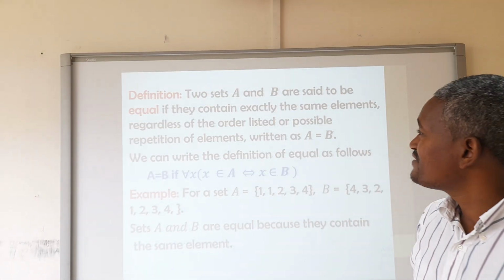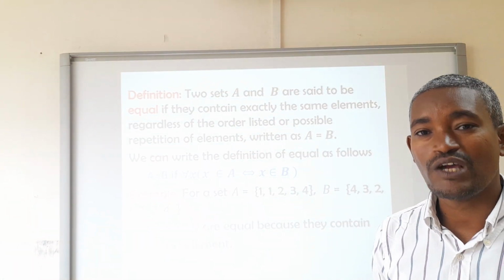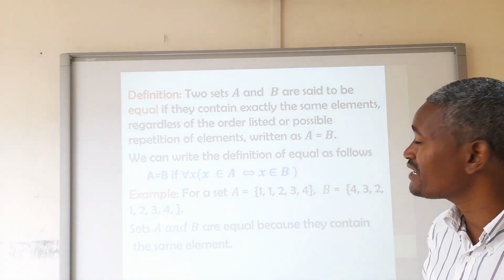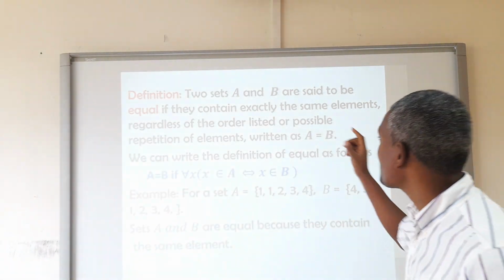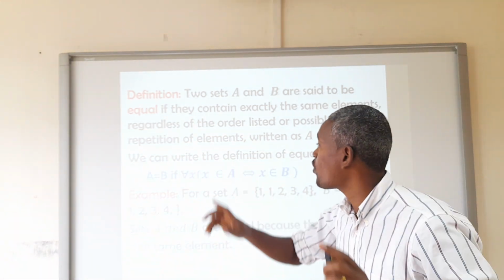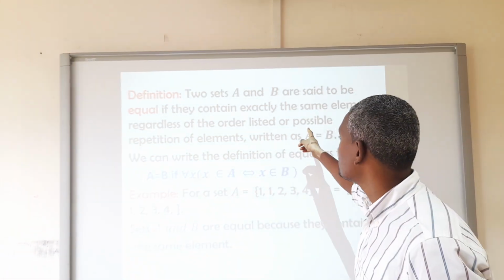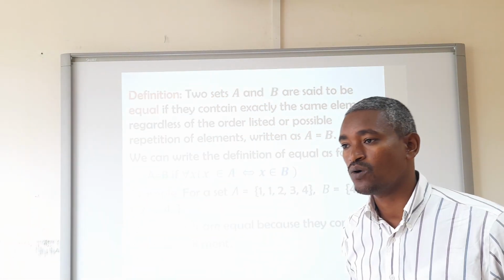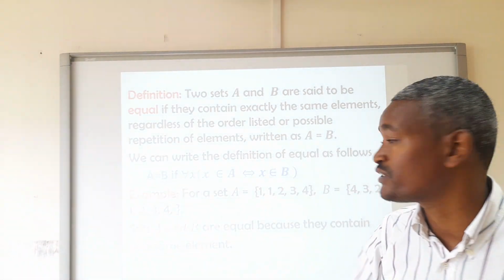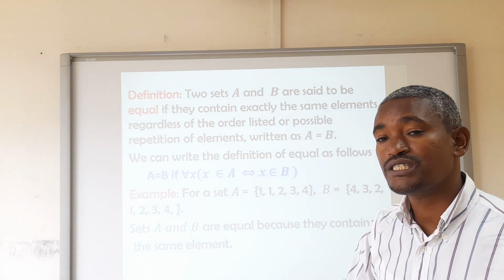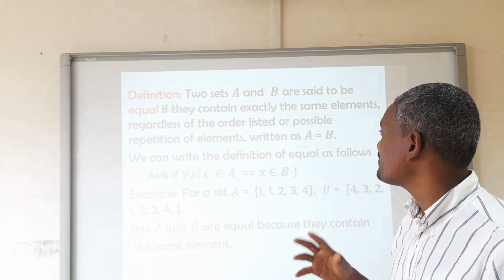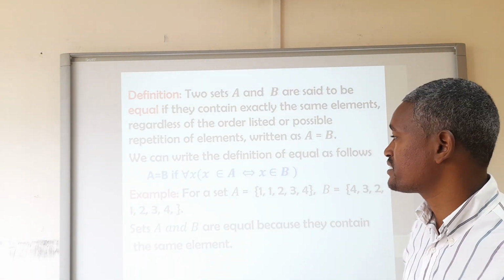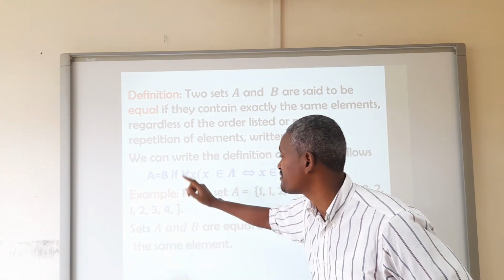The other nice definition is that two sets are said to be equal if they contain exactly the same elements, regardless of the order listed or the possible repetition of the elements. Whether they are repeated or in any order, two sets are equal if they contain exactly the same elements.